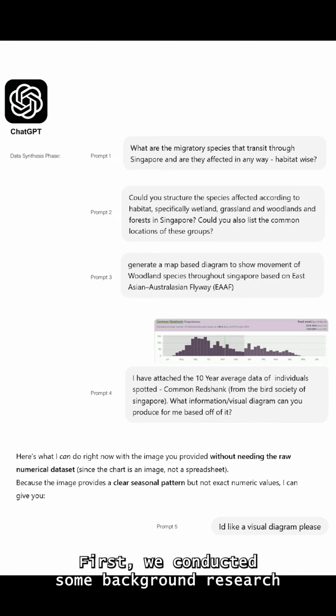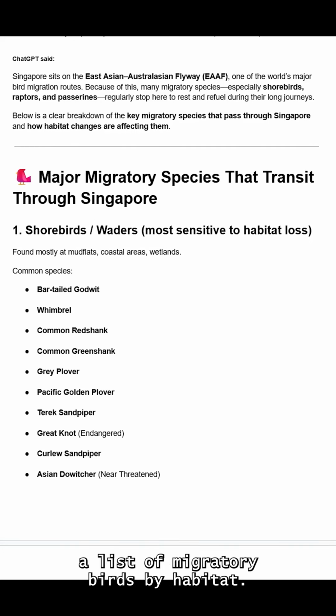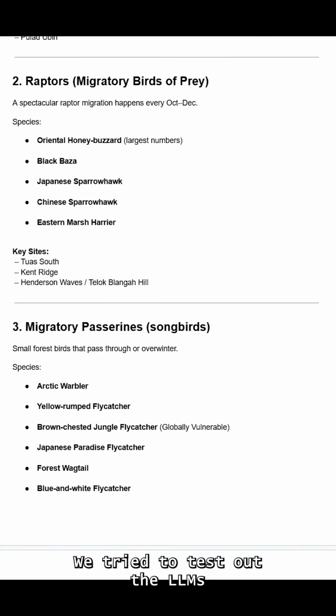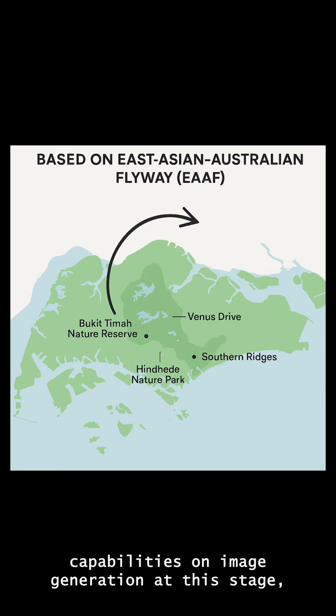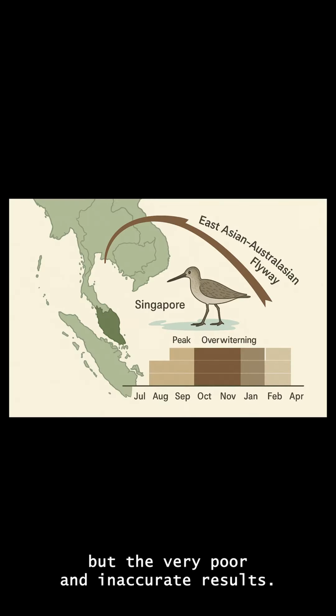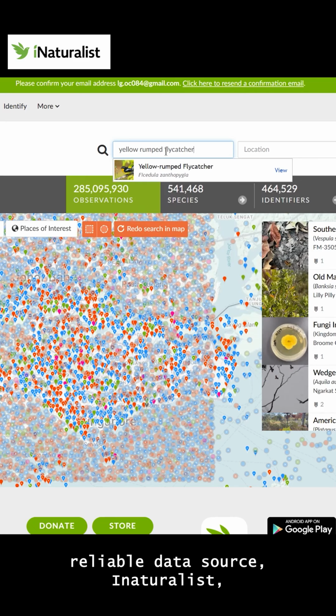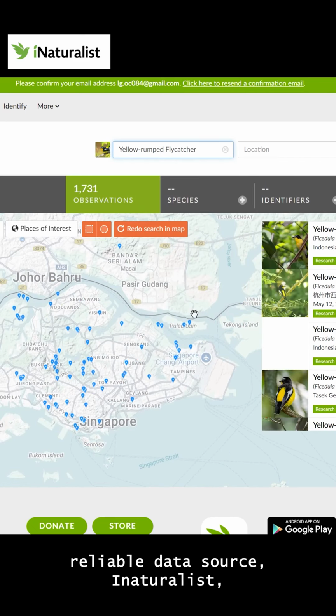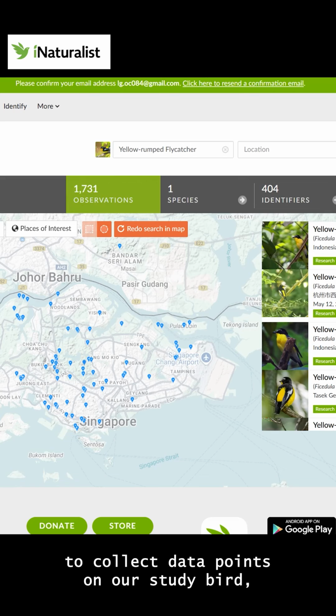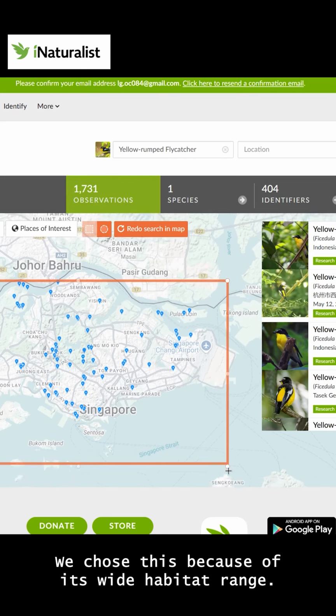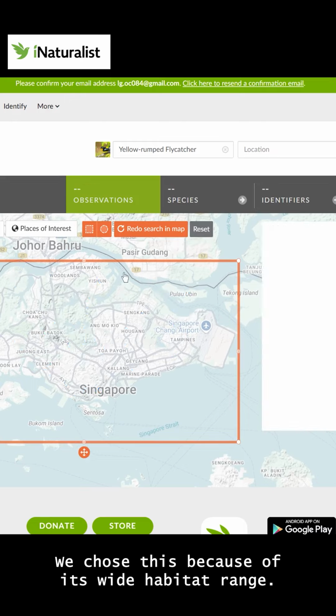First, we conducted some background research on migratory birds as a whole, and then we generated a list of migratory birds by habitat. We tried to test out the LLM's capabilities on image generation at this stage, but to very poor and inaccurate results. Instead, we turned to a more reliable data source, iNaturalist, to collect data points on our study bird, the yellow-rumped flycatcher. We chose this because of its wide habitat range.